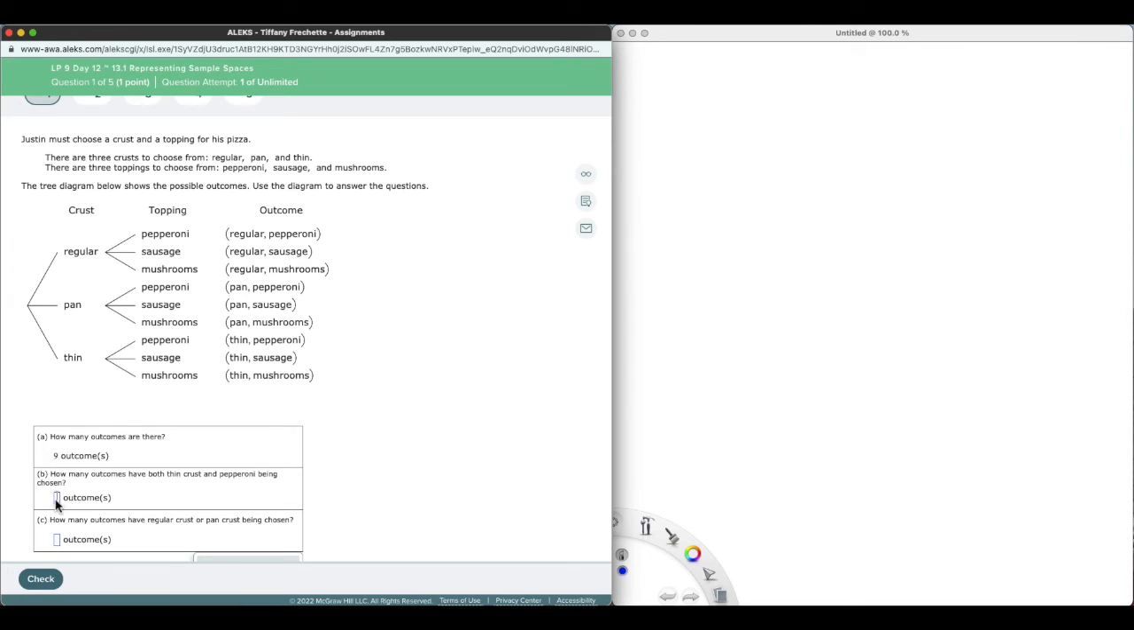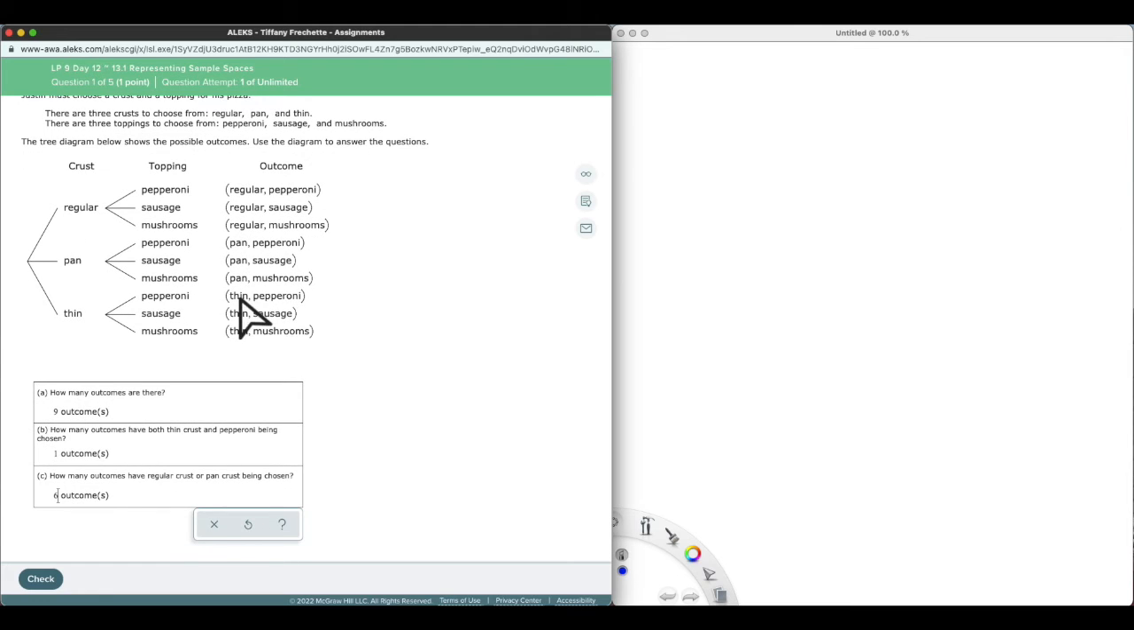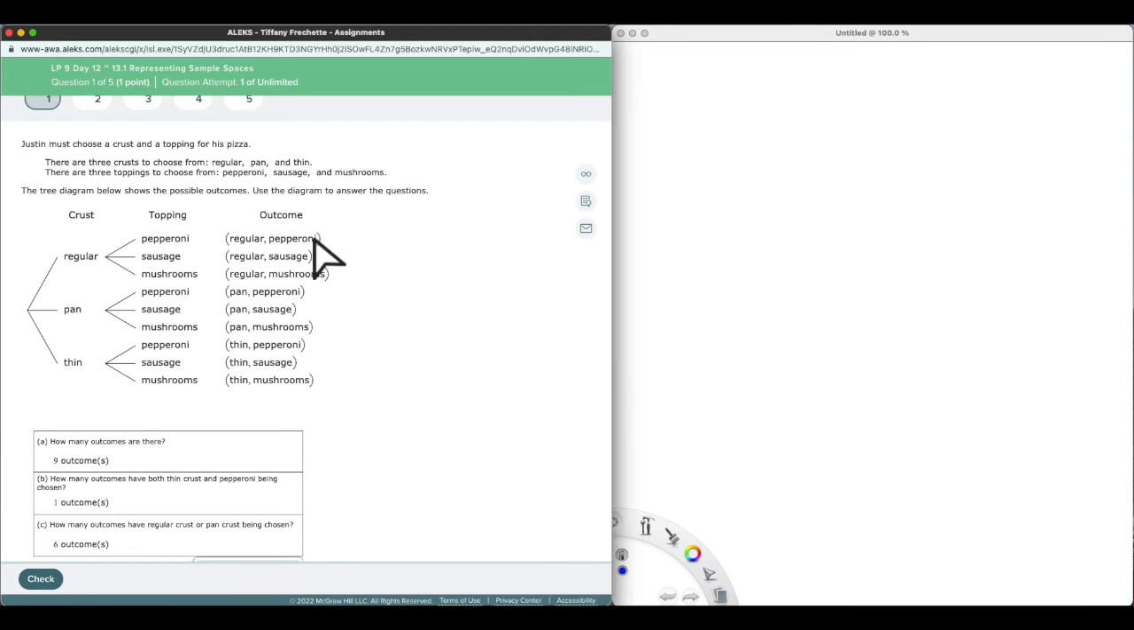So we would only have one outcome that actually has thin crust and pepperoni. How many outcomes have regular crust or pan crust being chosen? So we have 1, 2, 3 regular or 1, 2, 3 pan. So that's 6 different outcomes for regular crust or pan crust. So we're just really counting this. We're just looking at it and showing these are the possible outcomes, possible choices for the situation, and then saying, okay, well, what does it mean? Can I interpret it?